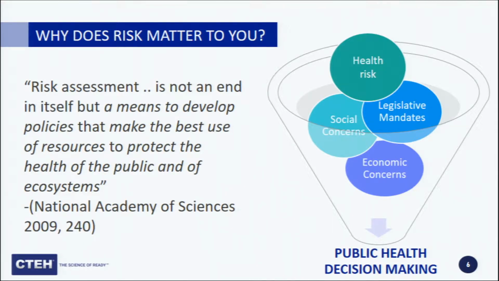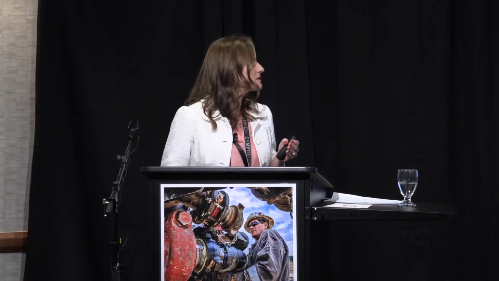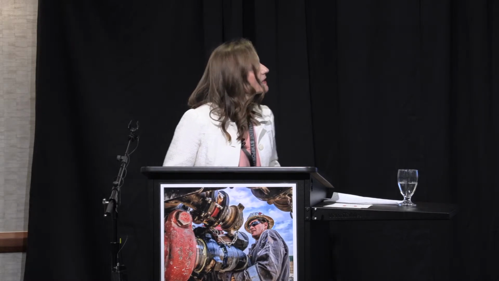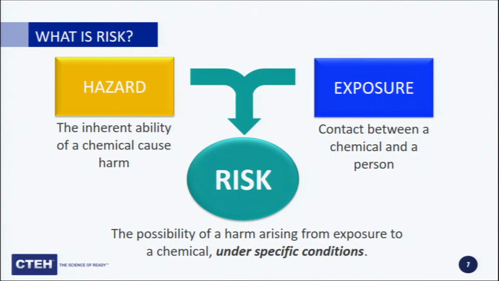So it's one component to the kind of information that all of you need to take as regulators at the local and state level. You have legislative mandates, 181 for example, you have social concerns, you have economic concerns. So health risk is just a piece of that puzzle to provide you with objective quantitative data to assess decision making. So what is risk and health risk specifically, okay?